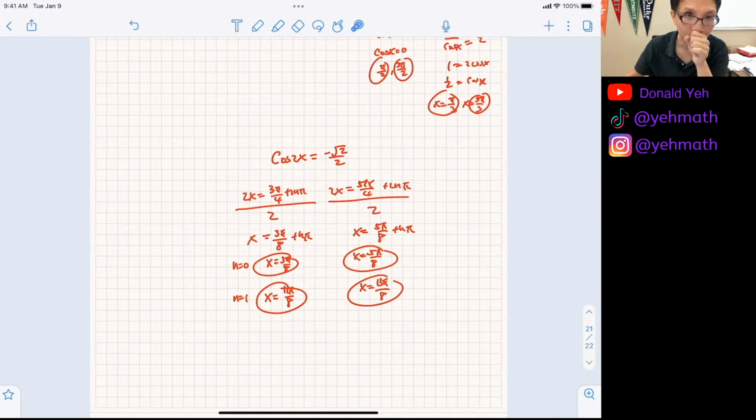Yep. 3, 2, 1, go. Tangent 2 pi over 3. What did I tell you? 2 pi over 3? Negative root 3 over 3. Negative root 3 over 3. Okay. One left. Wait, tangent? It's negative root 3. Negative root 3. That is correct.